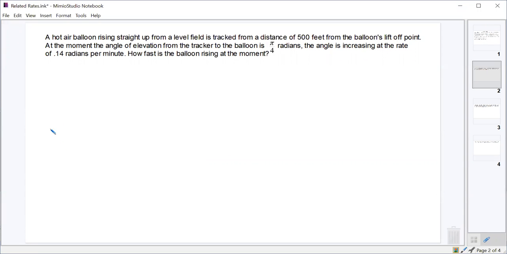That wasn't very level. Pretend that's a level field. I don't like where I drew that. That's nowhere close to level. All right, there's our level field. It's not very level. Here we are.